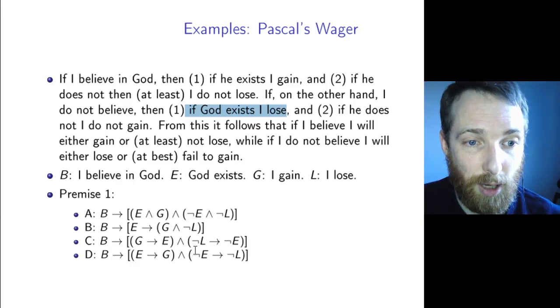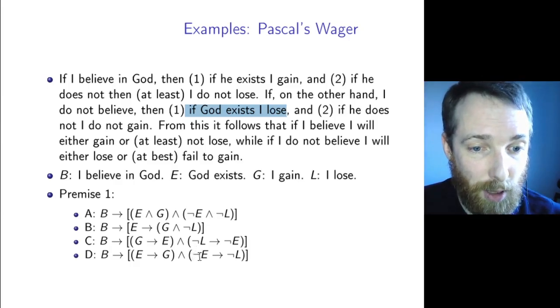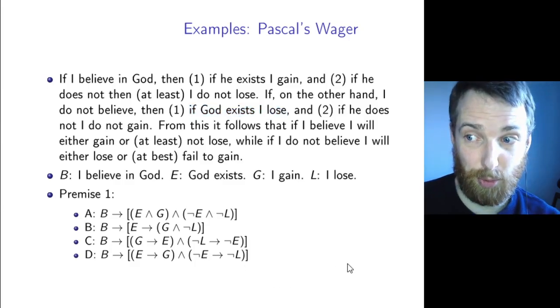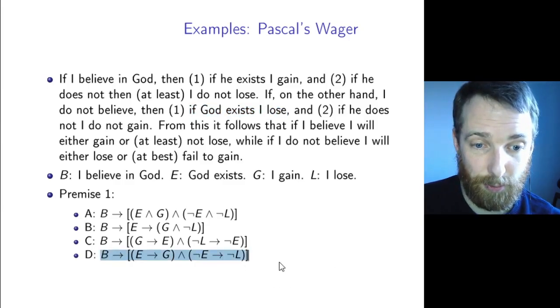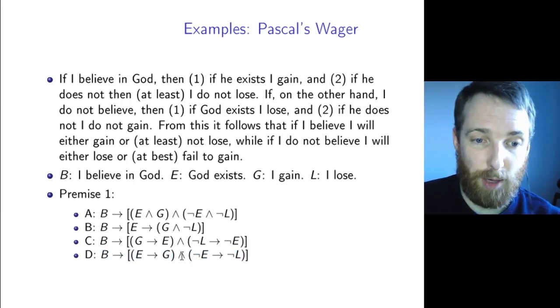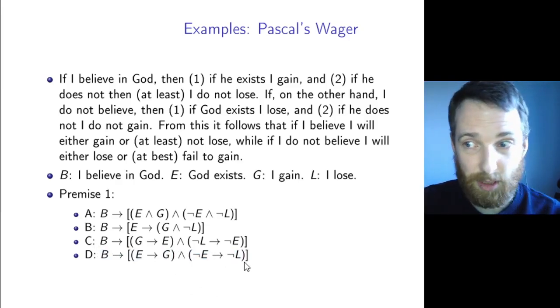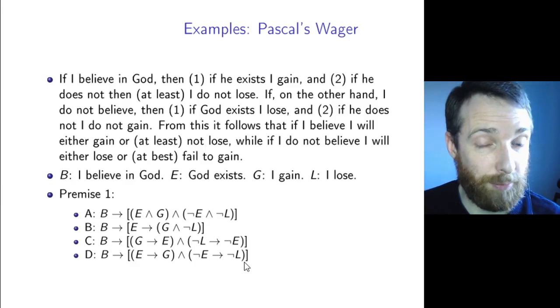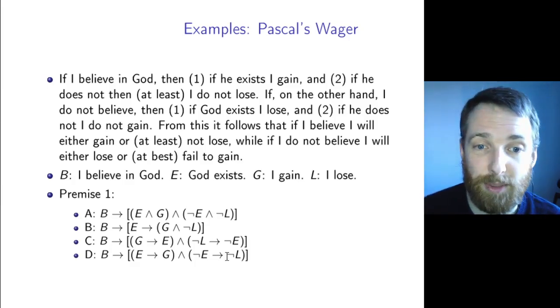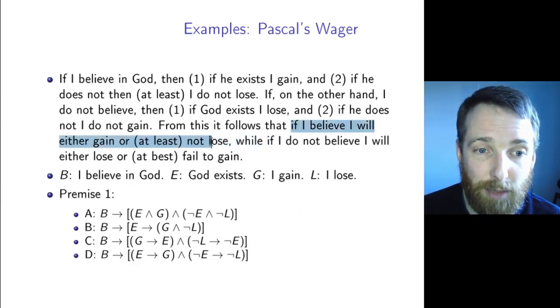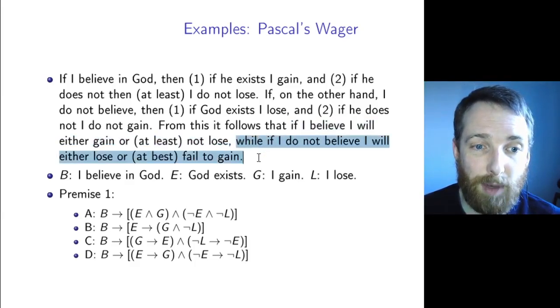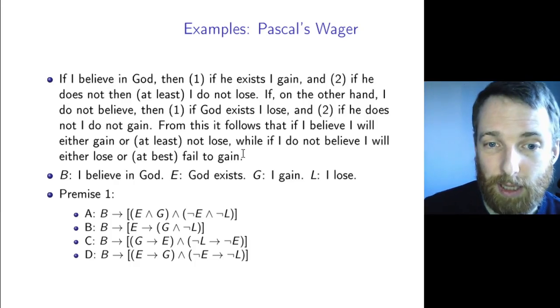If he does not, I do not gain. So if not E, then not G. That's going to be your premise two. It looks just like this one, except swap the G and the L and move some of the negations around. That's all. Okay, conclusion. From this, it follows that if I believe, I will either gain or not lose, while if I do not believe, I will either lose or at best fail to gain.